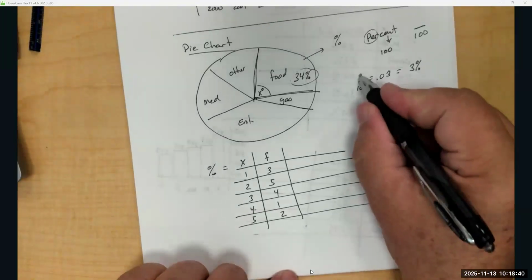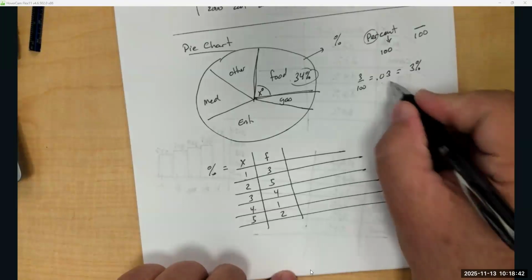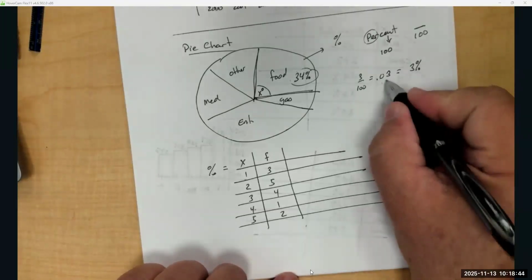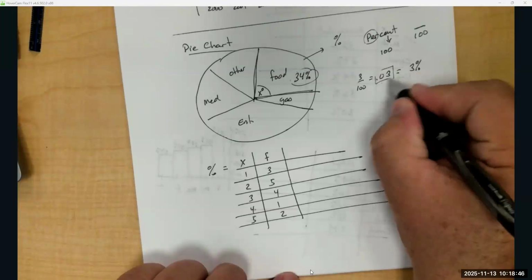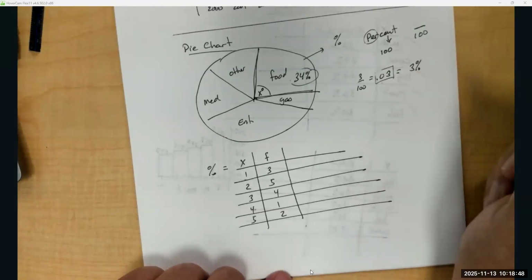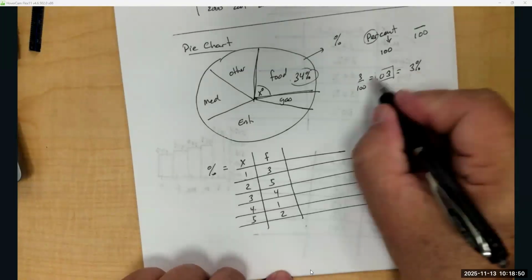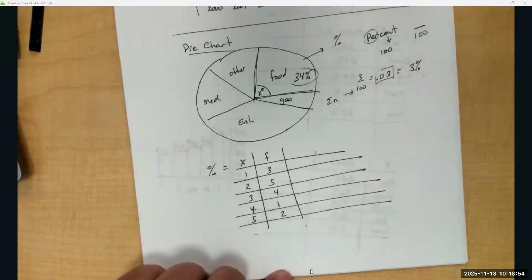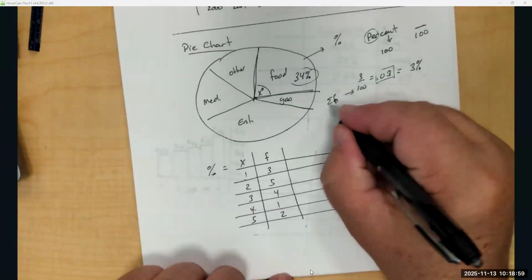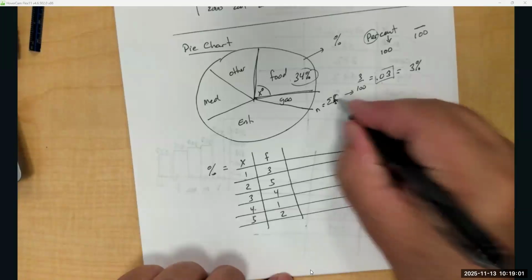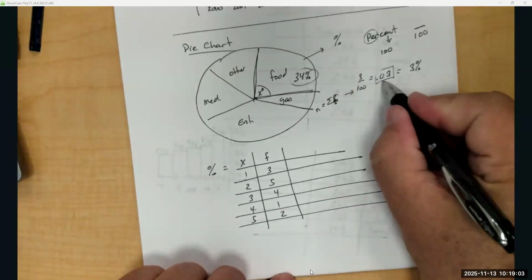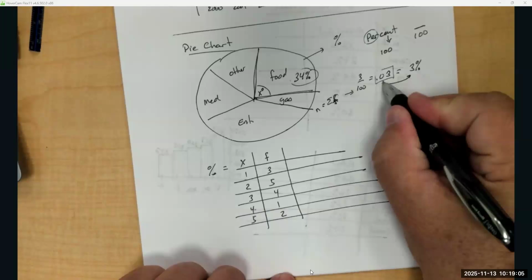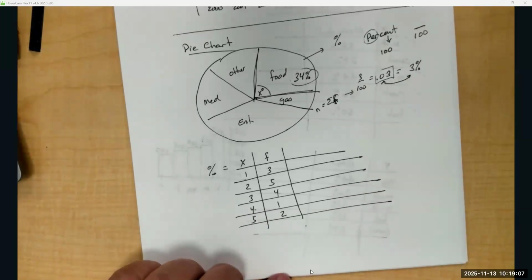So when we divide 3 by 100, we get 0.03. And then this is, in essence, our relative frequency, isn't it? This is how many we have. That's our frequency, and the summation of all our frequencies is our n. How do we go from here to here? You can't just say move it over 2 spaces. It has to be a mathematical operation.